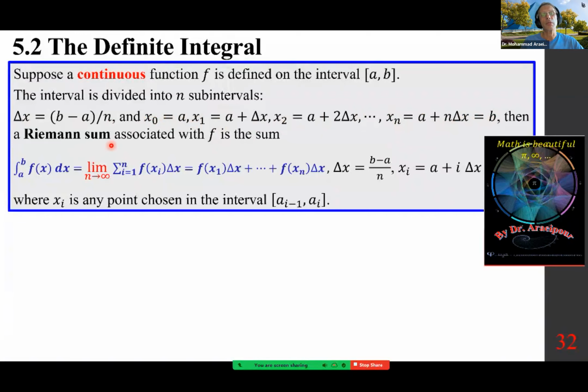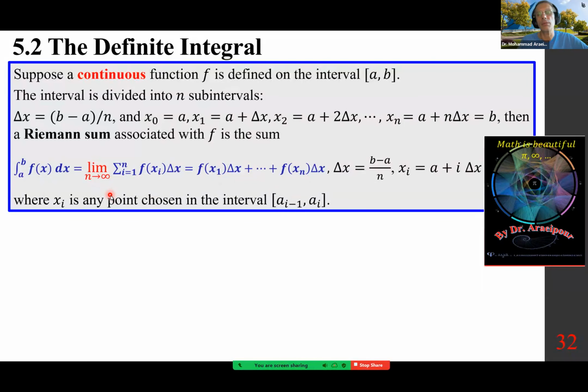A Riemann sum associated with f is the following sum. The definite integral from a to b of f of x dx, which is a number, by definition is equal to the limit of this Riemann sum, the summation of f of x sub i delta x as i goes from 1 to n, as n approaches infinity. Now this part is the same as this part, which is f of x sub 1 delta x all the way to f of x sub n delta x.